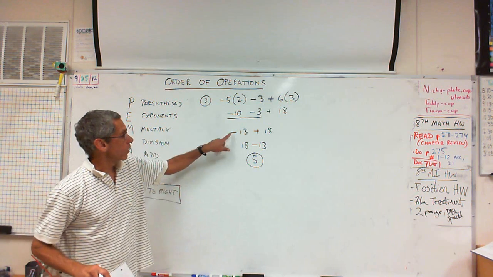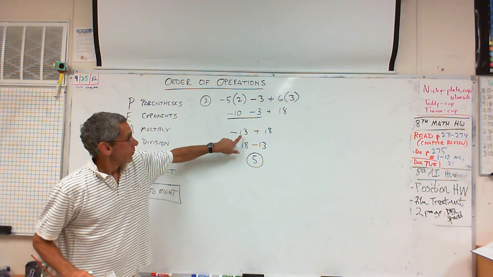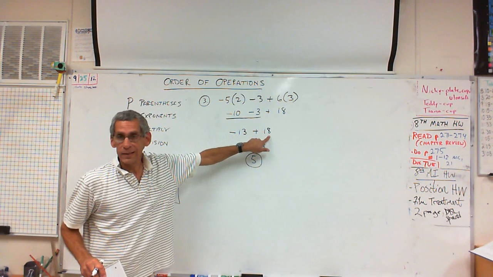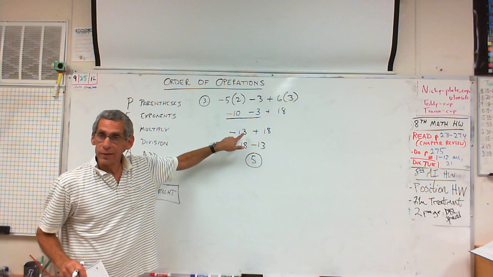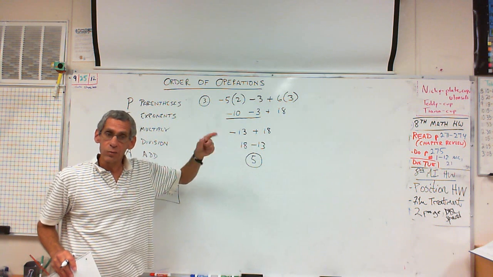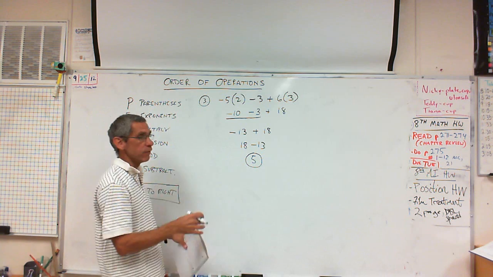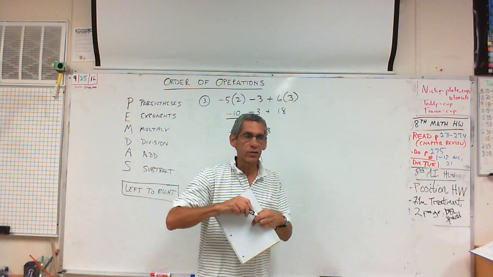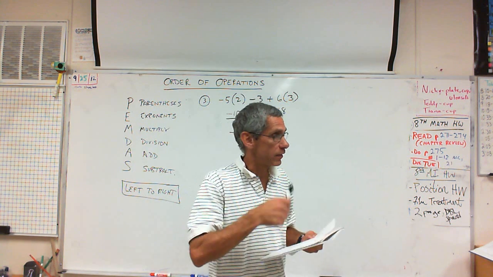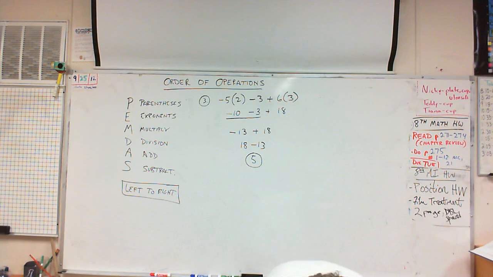But remember what we learned. 13 minus 18 will be the same number as 18 minus 13. Just the signs will be different, remember? So it doesn't matter which one you subtract first. So we found 5. So tomorrow we'll finish this lecture and we'll actually do a lot of examples, okay?